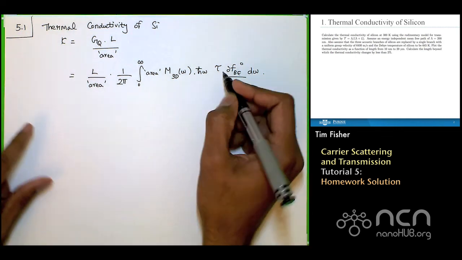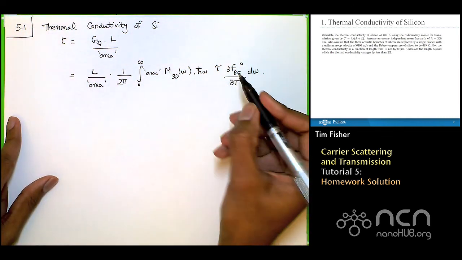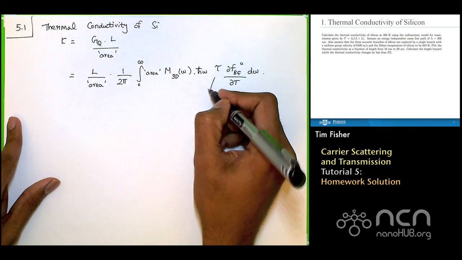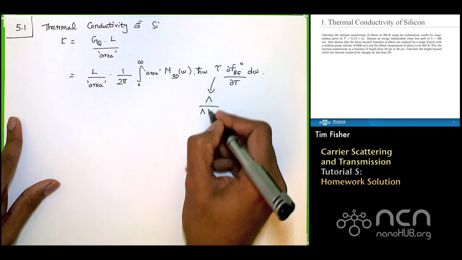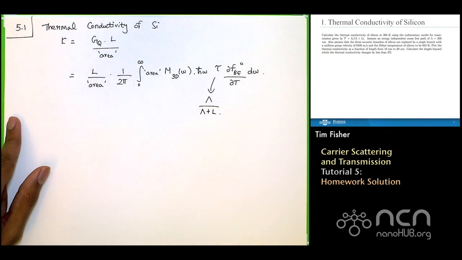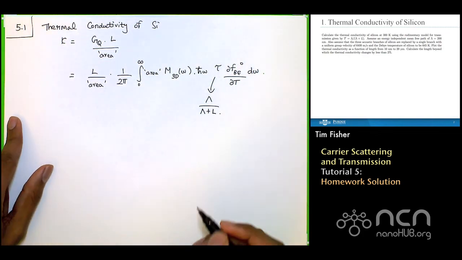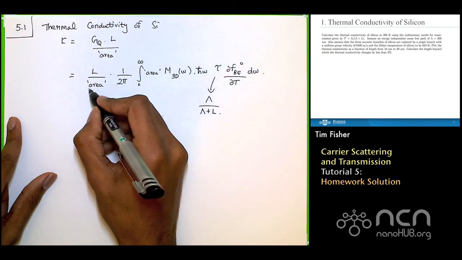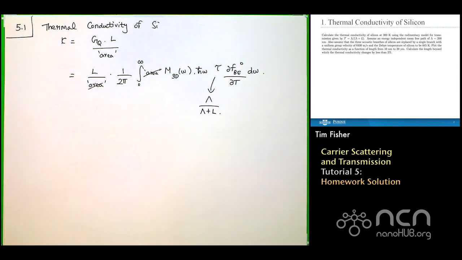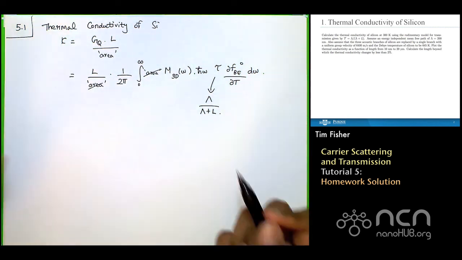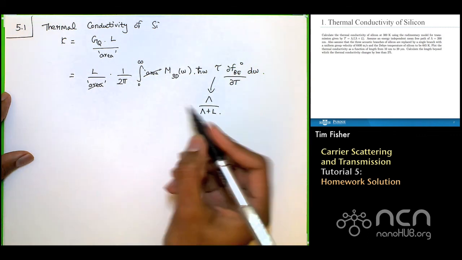Now in this problem we use a rudimentary model for the transmission function. So the transmission function is given by the mean free path divided by the mean free path plus the length. And you can see that the area cancels out of this expression, as we expect, because we expect that the thermal conductivity is independent of the area of the specific geometry under consideration.